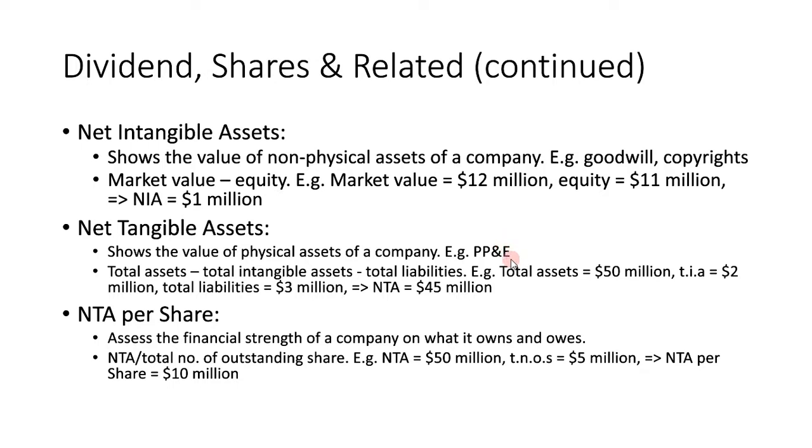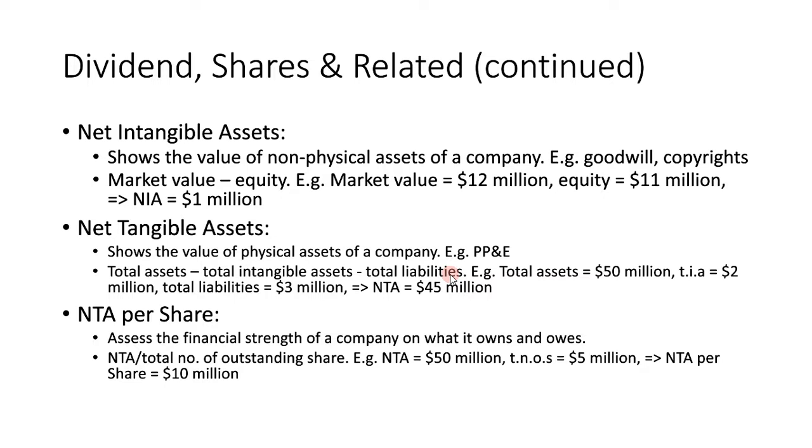The equation is going to be total assets minus total intangible assets. So you have to find your total intangible assets. You have this up here, and they're basically the same. So net intangible assets and total intangible assets are the same. So you can substitute the total intangible assets with this equation up here. You minus off total liabilities, and you'll get the net tangible assets.